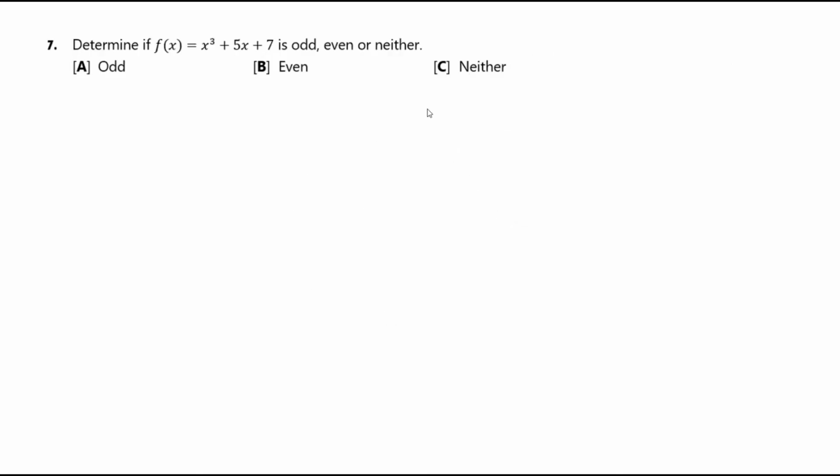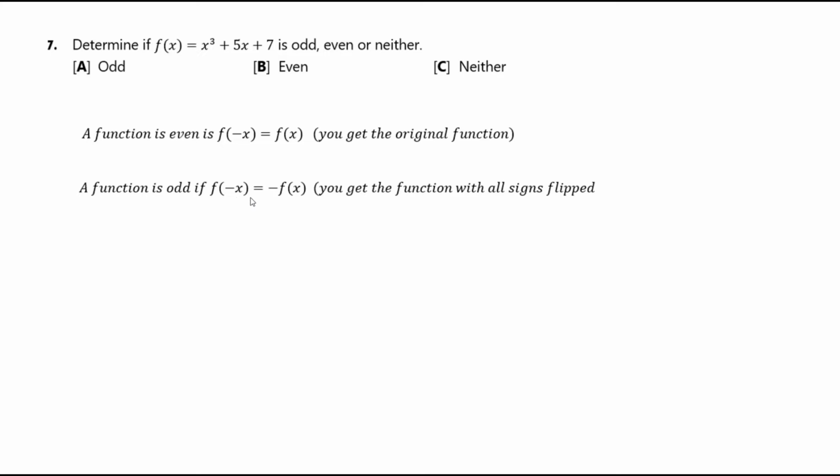Now number 7, I want you to determine if the function is odd, even, or neither. So what are the requirements for being odd or even? Well, for even functions, remember that a function is even if when you plug in negative x into the function, you output the original function. So if I plug in negative x into this and I get the original function, then it's known as even. If I plug in negative x and I get the function with all the signs flipped or reversed, then that's known as odd. So in this example, we're going to go ahead and replace x with negative x.